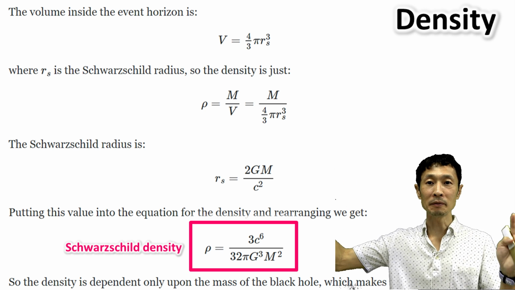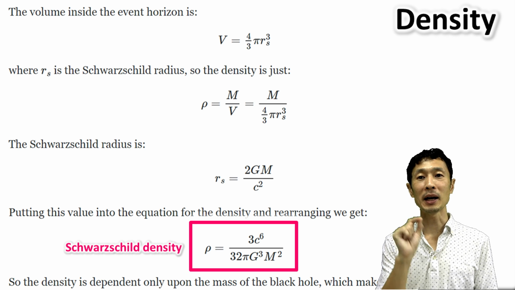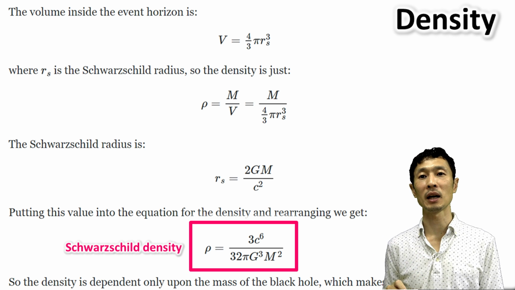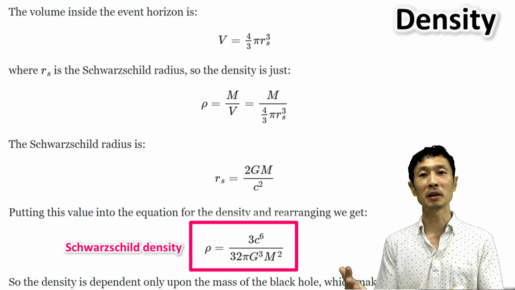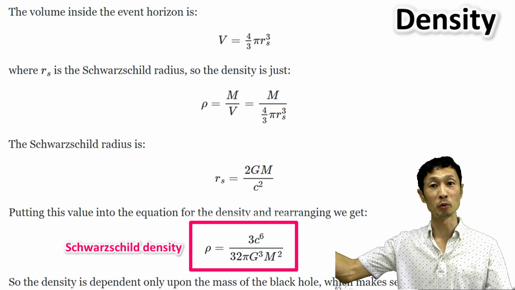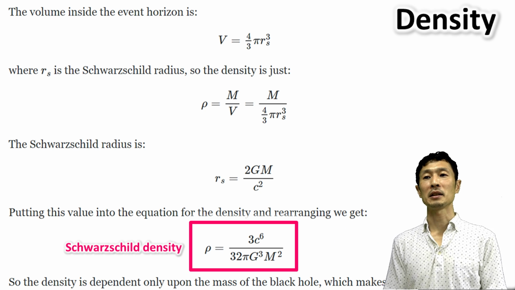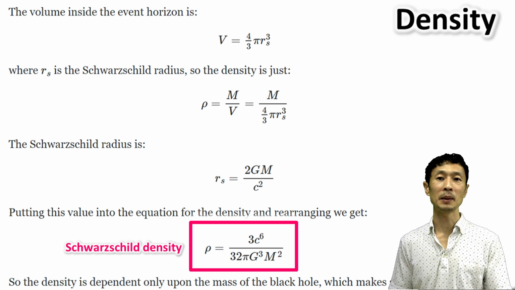Volume gets rapidly larger and larger, while mass only proportionally gets larger. That's why density becomes lower and lower, because the volume gets larger so rapidly. Okay, so now let's use this equation and calculate the density of various black holes.